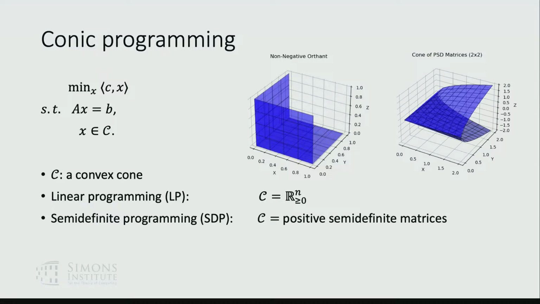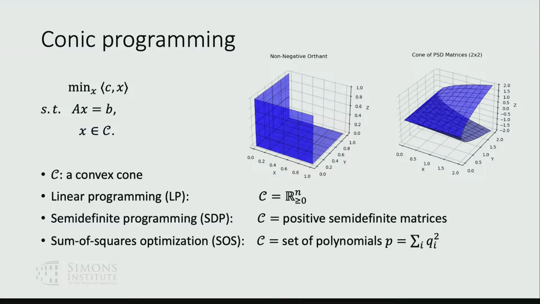Another very widely used example is semidefinite programming, where in this example, the cone is the cone of positive semidefinite matrices. And you can see the cone here in the figure on the right, where this is the cone of PSD matrices that have size 2 by 2. And there are also other examples. Another example I will cover today is sum of squares optimization, where in this problem, the cone is the set of polynomials that can be written as a sum of squares. And there are also other examples.